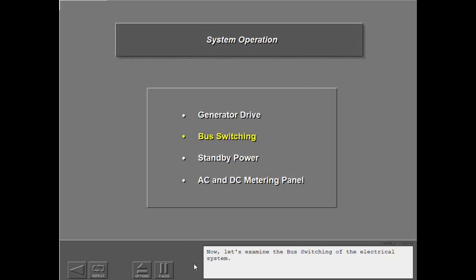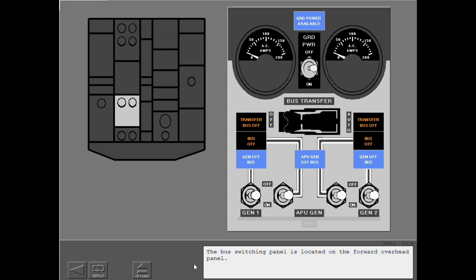Now, let's examine the bus switching of the electrical system. The bus switching panel is located on the forward overhead panel.